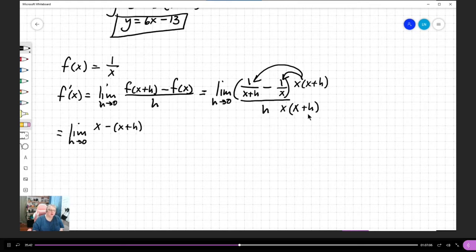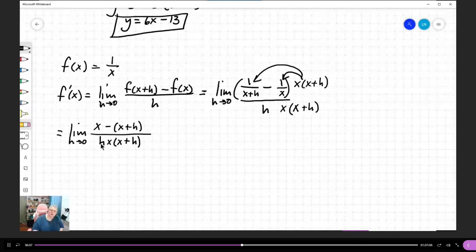I don't ever want to multiply out denominators. If you took pre-calc with me, you heard me say that 100 million times. Never multiply out your denominators. Always leave your denominators in factored form because you may have to reduce the fraction. Now I still have a problem here because I still can't plug in 0 for h because I've got that factor of h.